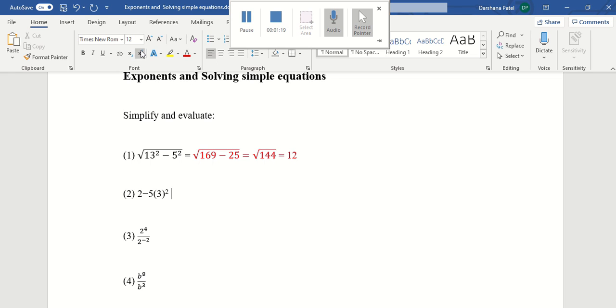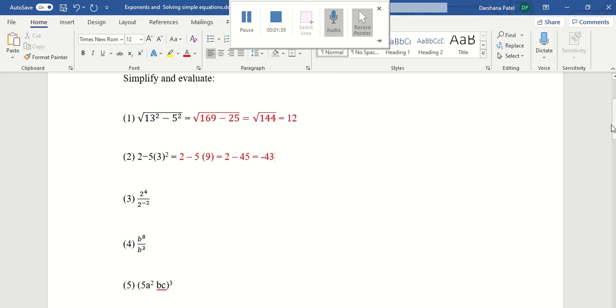For the second one here now, again very tempting to say 2 subtract 5 is 3, but I cannot do that. I have to follow order of operations. So I have to do the exponent first. 3 squared, which is 3 times 3, will be 9. And then multiplication, 5 times 9 gives us 45. 2 subtract 45 will give us negative 43 as the answer.